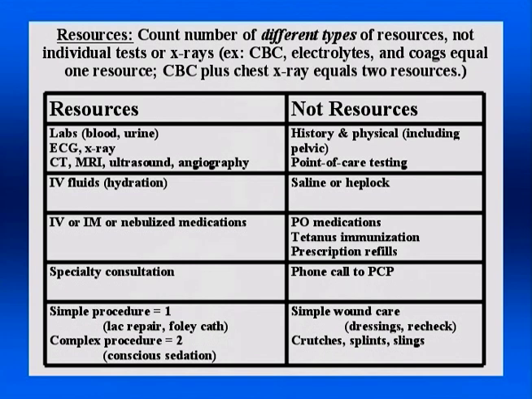Emergency physicians, as part of their plan of care, may contact the patient's primary care physician by telephone. This does not count as a resource. Finally, let's look at procedures. Simple procedures such as inserting a urinary catheter or a nasogastric tube count as 1 resource each. Conscious sedation counts as 2 resources. Simple dressings and crutch walking, slings and splints do not count as resources.